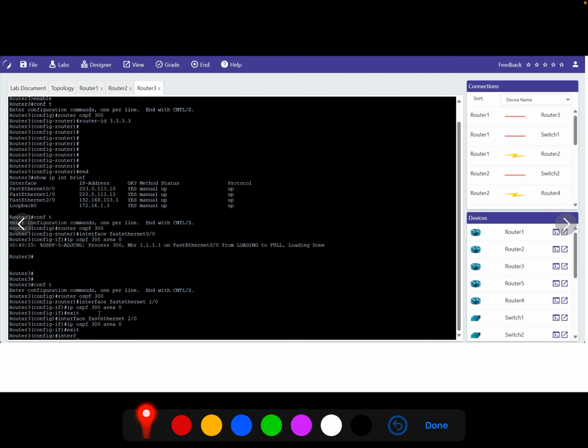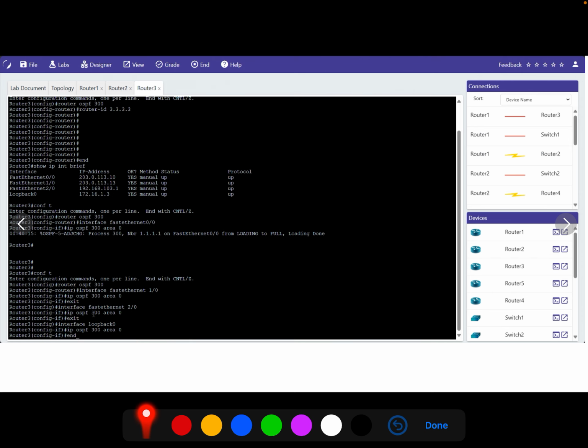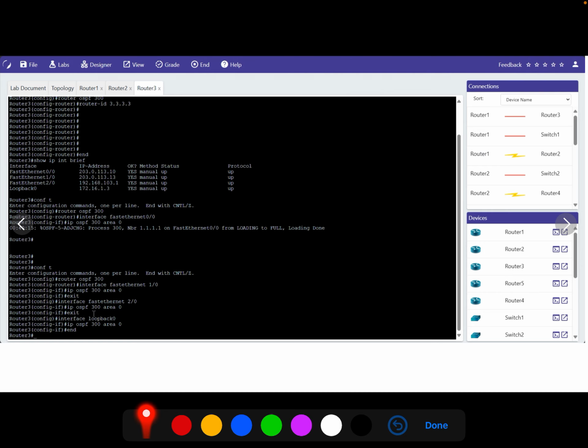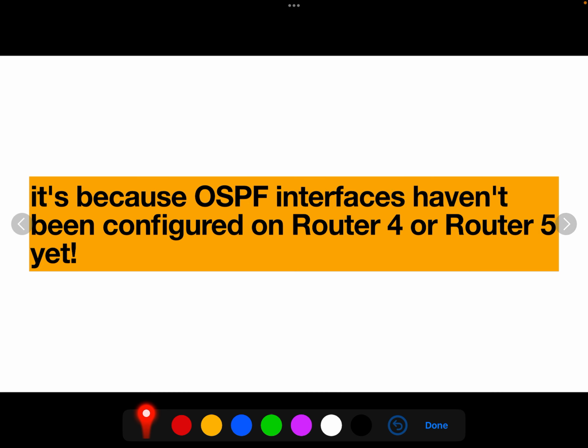Then that will be 3 interfaces all configured into OSPF 300 and area 0, and actually 4 when you include Fast Ethernet 0/0 that we did before. So there we go, that's all done for those 3 interfaces. Now the reason why OSPF neighbor relationships haven't formed is, again, very simple: OSPF interfaces haven't been configured on router 4 or router 5 yet.